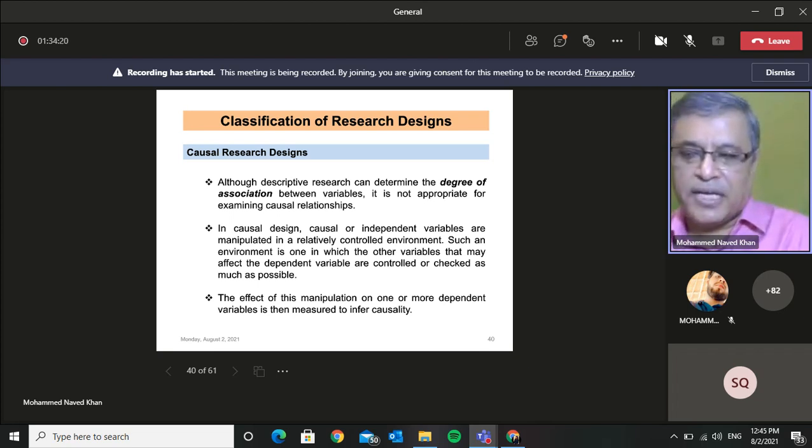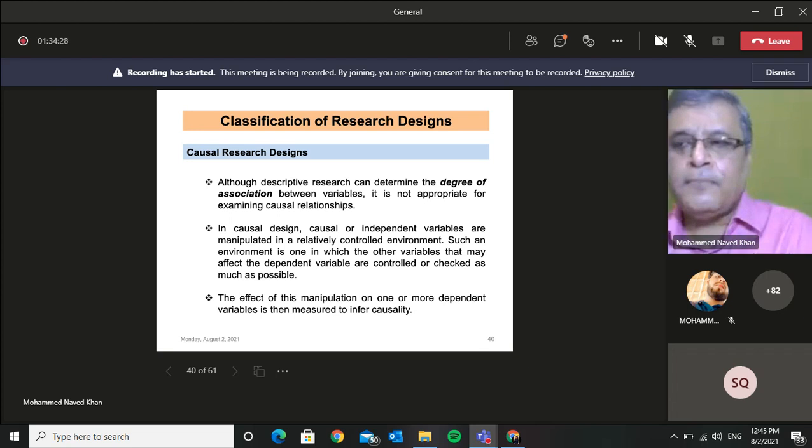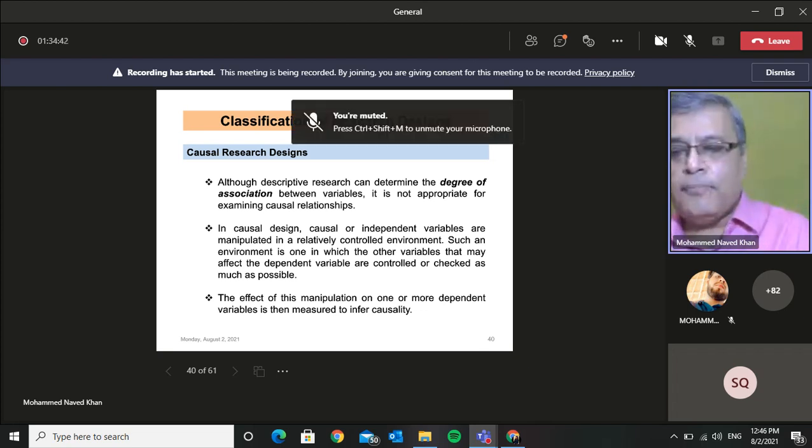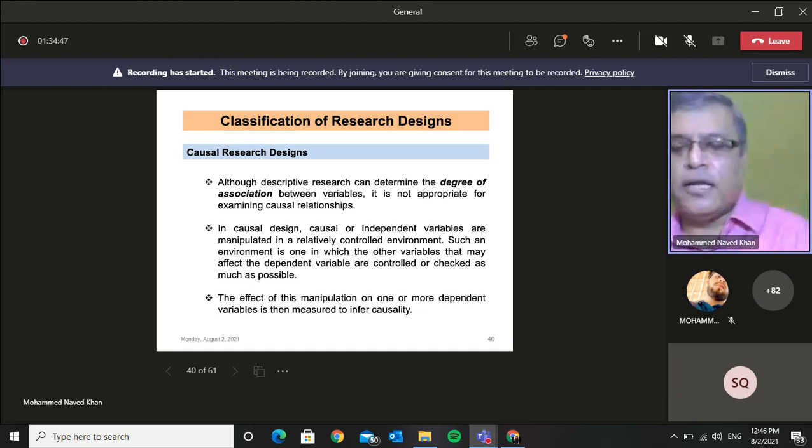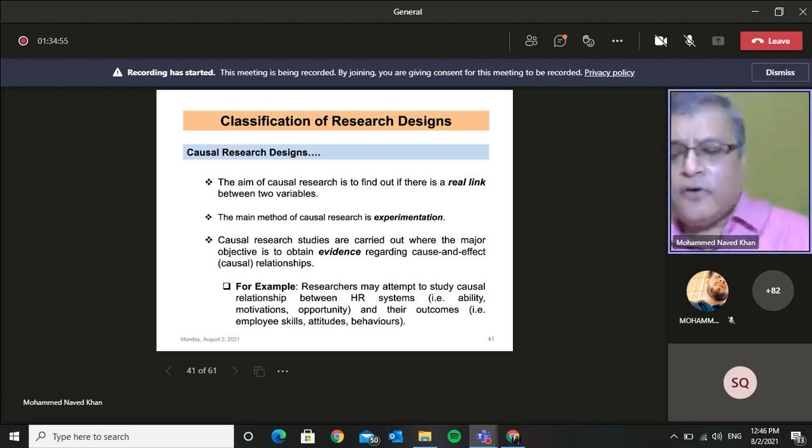Suppose sometimes it has been noticed that an entity increases the price and then tries to convince the target audience that they have improved the quality, because of which there is an increase in price. Though in reality the increase in quality may not be concomitant to the increase in price, or the extent of increase in quality may not be equivalent to the extent to which the price has been increased by that particular business organization. So the aim of causal research is to find the real link between the two variables.